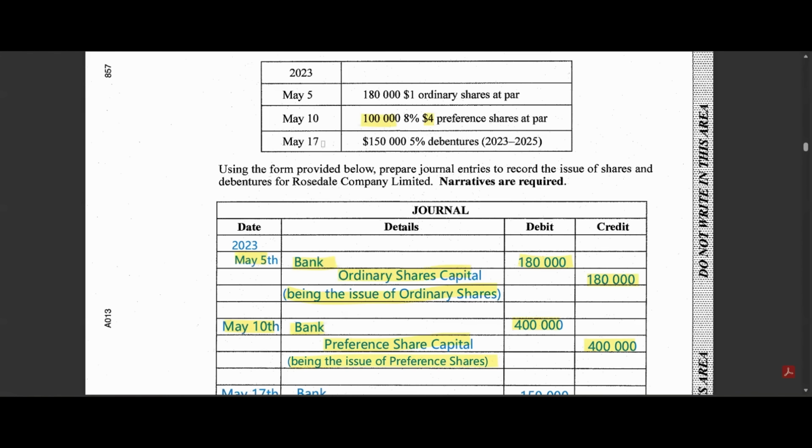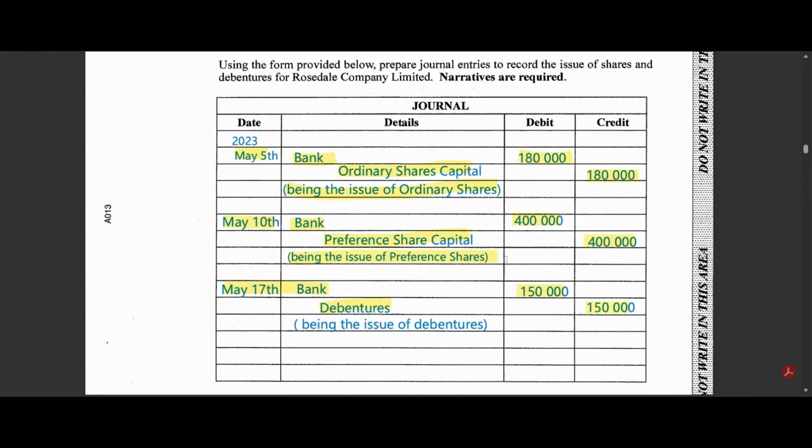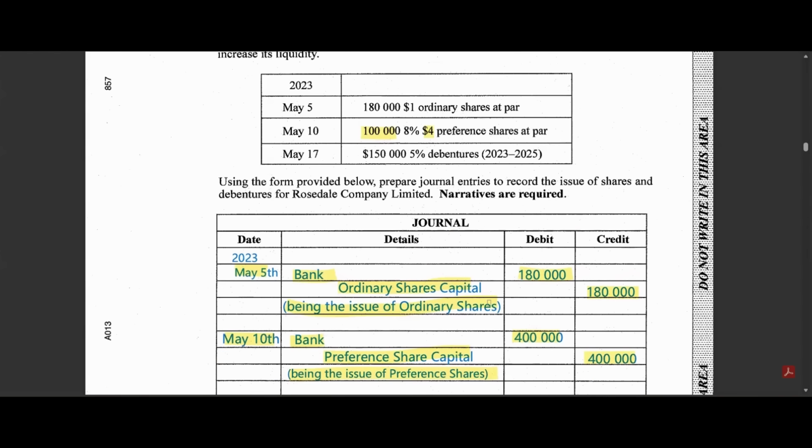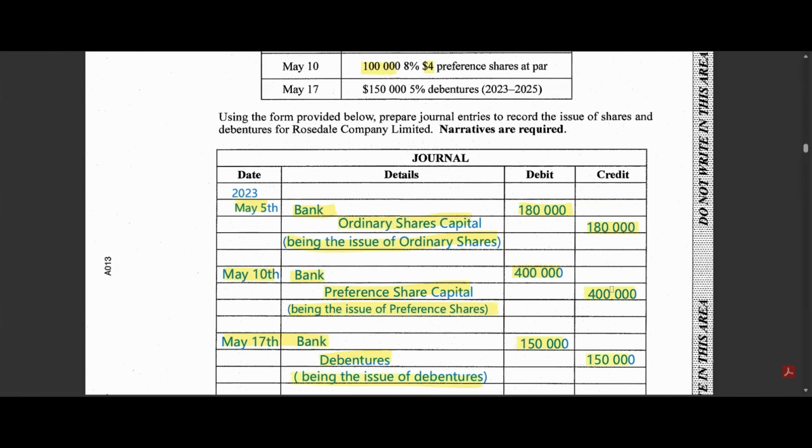Moving down to May 17th, $150,000, 5% debentures would have been issued. Now, $150,000 will be the amount of debentures being received. That will obviously go to our bank account. We'll debit our bank account $150,000, while the corresponding credit will be our debentures, $150,000. And the narrative for this will also be being the issue of debentures. There we go, guys. And again, this would have been worth a total of 8 marks. Nicely done.